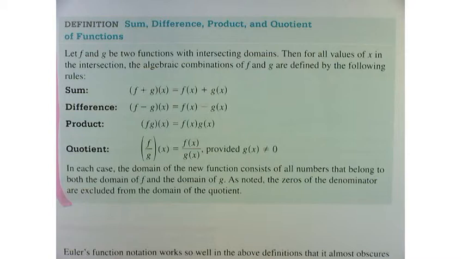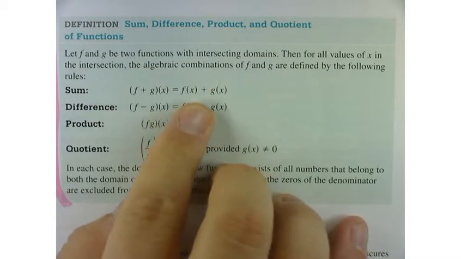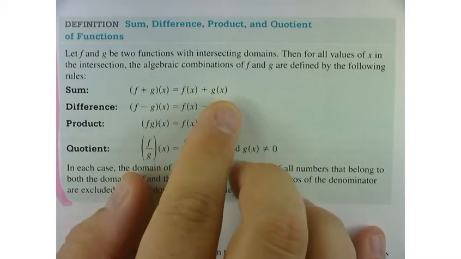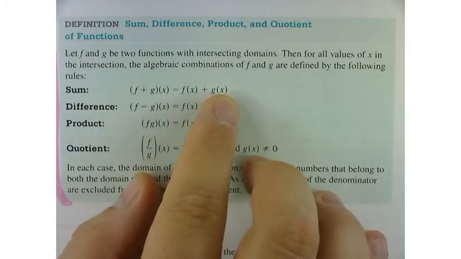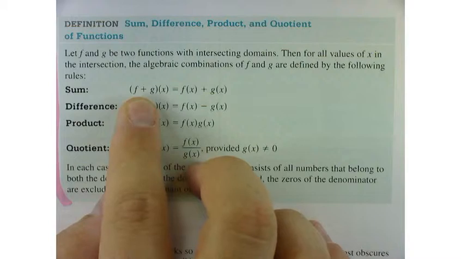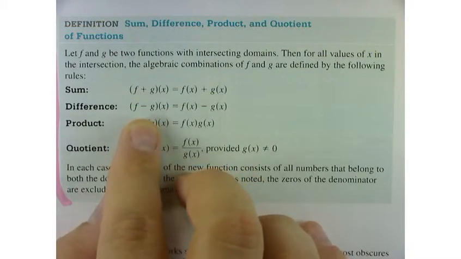So if we let f and g be two functions with intersecting domains, then for all values of x in the intersection, the algebraic combinations of g and f are defined by the following. So if I have a function f of x and a function g of x, if I add the two sums, it's the same as adding the equations together and then plugging in the value for x. We'll do some examples.